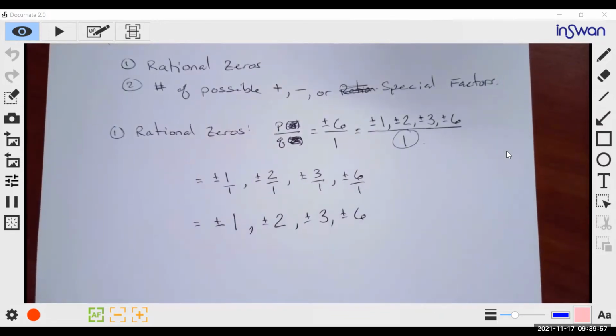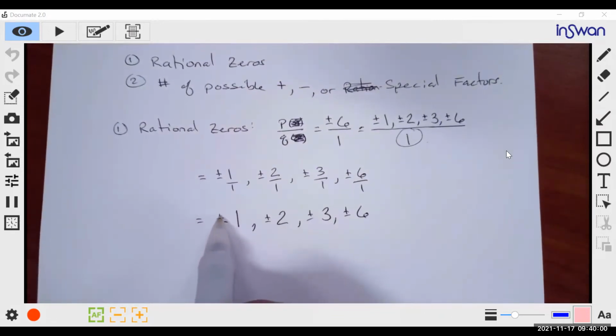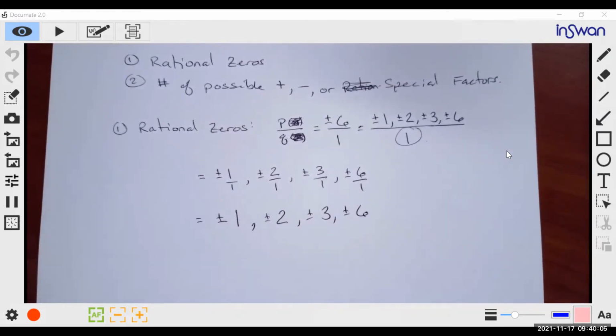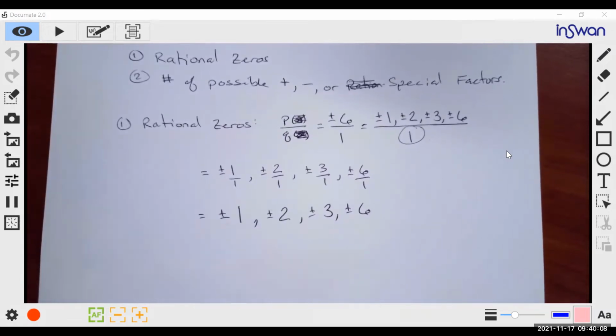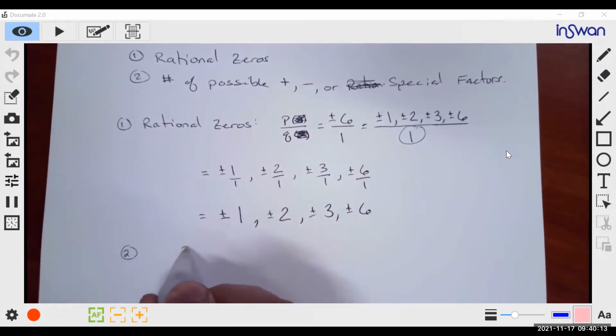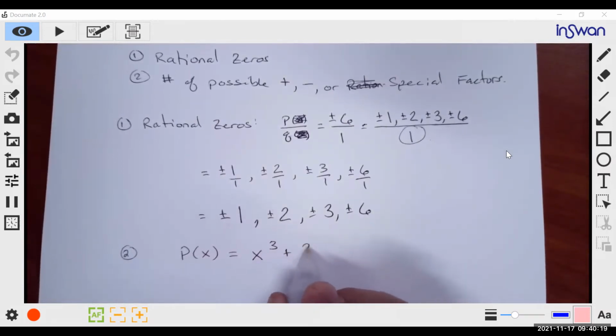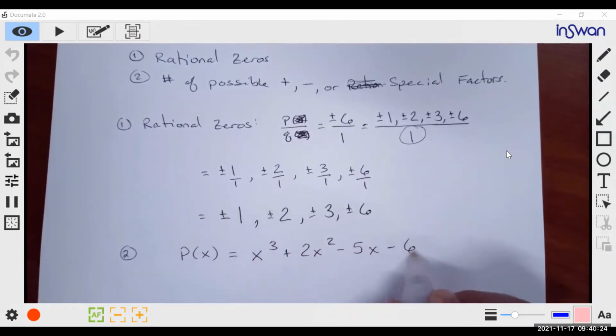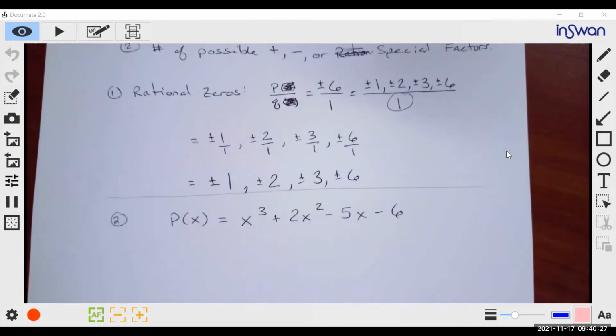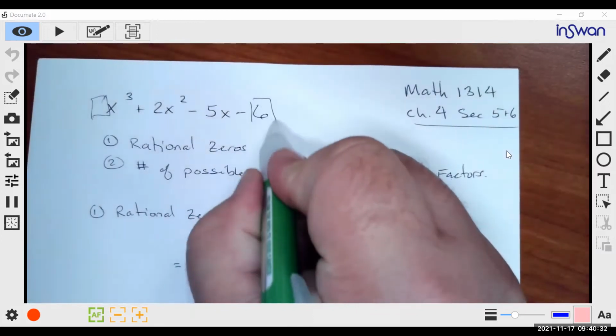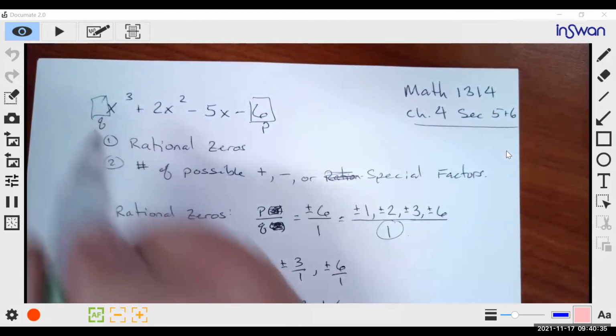Then to find our factors, if we're doing that, we take each one of these, start with positive 1, then negative 1, positive 2, negative 2, until we get a remainder of 0. So our polynomial was x cubed plus 2x squared minus 5x minus 6. This is our P, this is our Q.